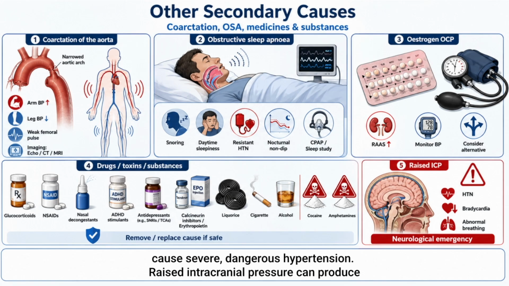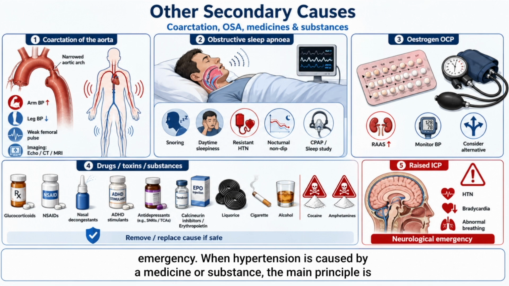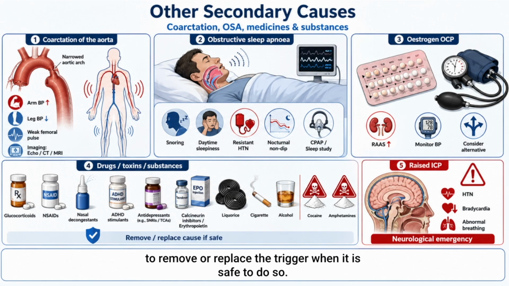Raised intracranial pressure can produce hypertension, bradycardia, and abnormal breathing. This is an acute neurological emergency. When hypertension is caused by medicine or substance, the main principle is to remove or replace the trigger when it is safe to do so.